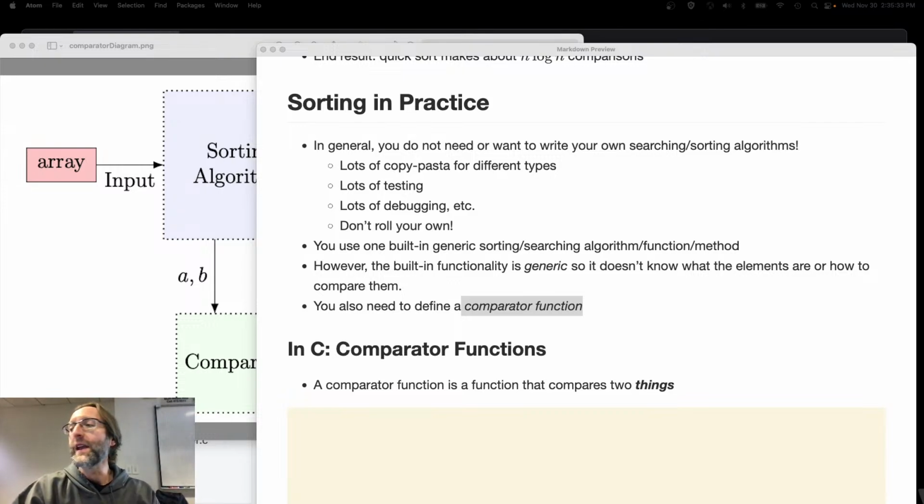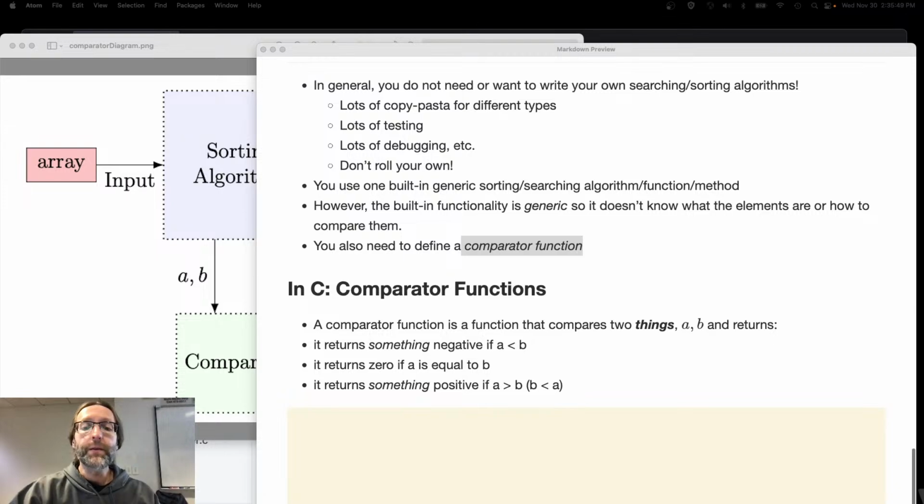What are they? Are they integers? Are they doubles? Are they books, right? The answer to all of that is yes. It's whatever you want. They're just things, generic things, A and B. And returns, again, that pattern. It returns something negative, something positive, or 0, depending on the relative ordering of those things. And I'm emphasizing the key word there, something, right?